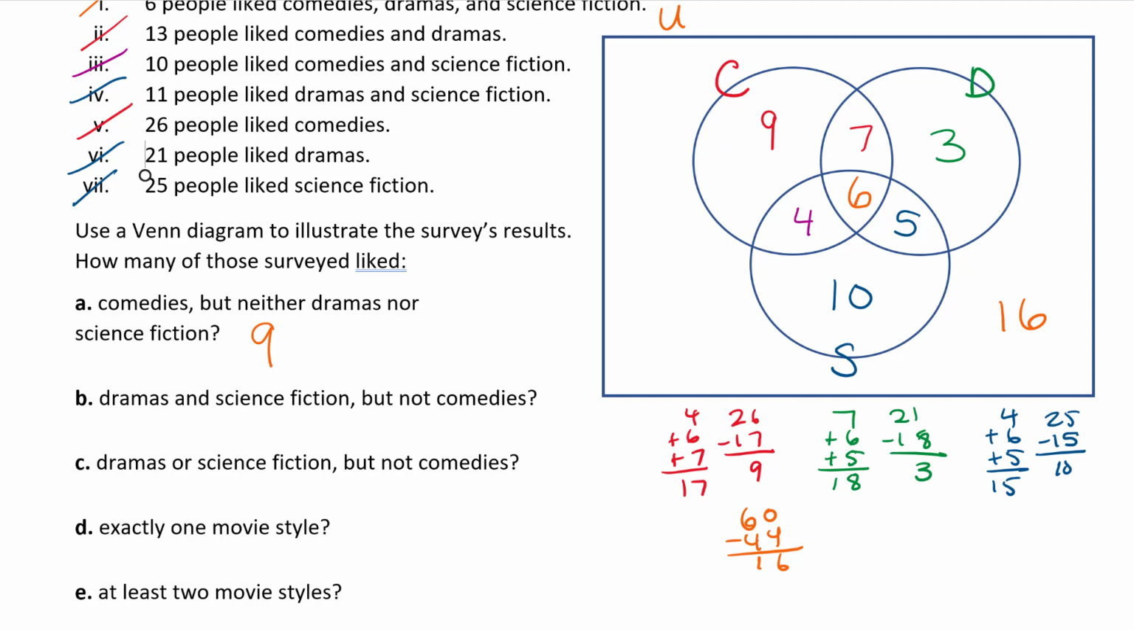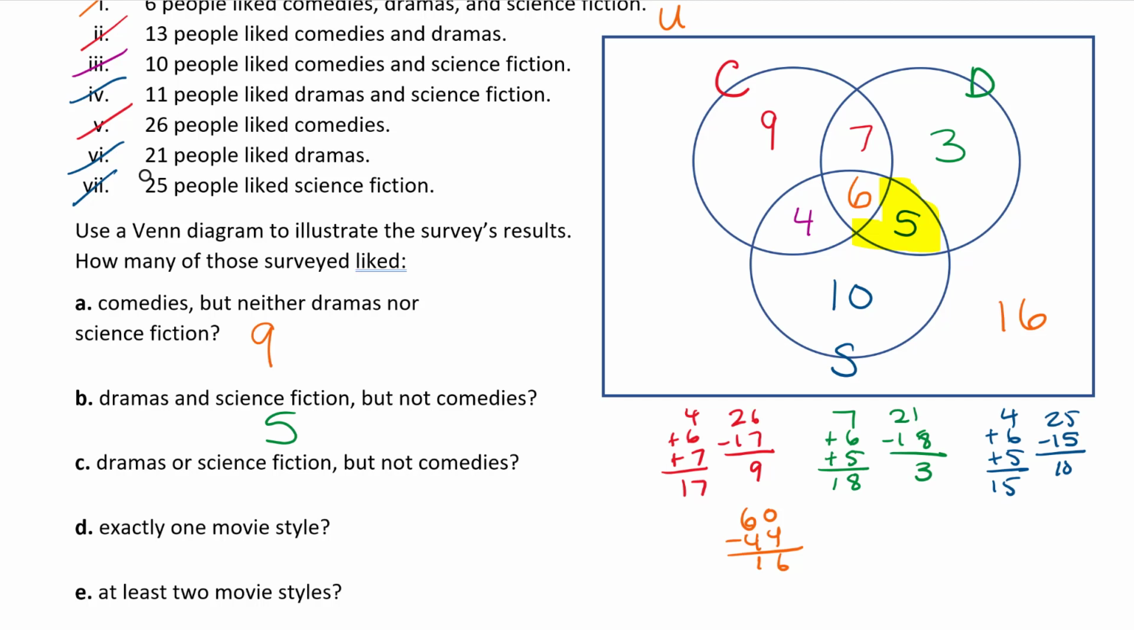Next, how many of those surveyed liked drama and science fiction, but not comedies? So drama and science fiction would be this section right here, but then it says but not comedies. So then I have to come in and erase the part where it's overlapping. So in this case, it would only be 5 people.